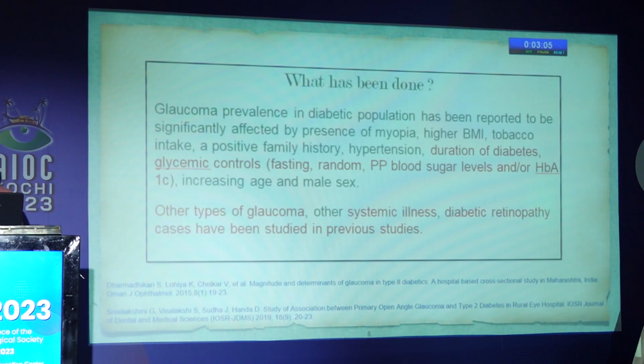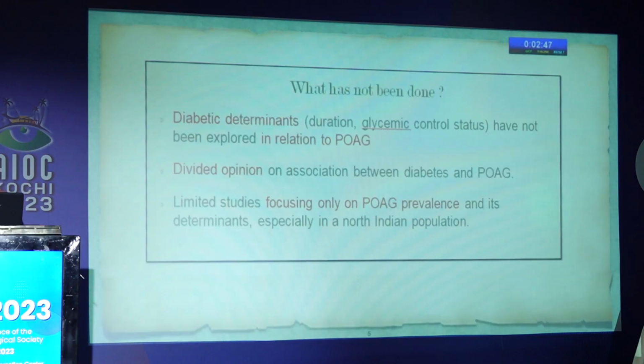Now, what has already been done on this topic: they have studied glaucoma prevalence with duration of diabetes, with various glycemic control indices, and with male gender and increasing age, but they have also included other types of glaucoma, other types of systemic illnesses, and also cases of diabetic retinopathy. What has not been done is the determinants in diabetics only in relation to primary open-angle glaucoma. There's still a divided opinion on whether there is an association between diabetes and POAG or not, and there are very limited studies focusing only on POAG prevalence.